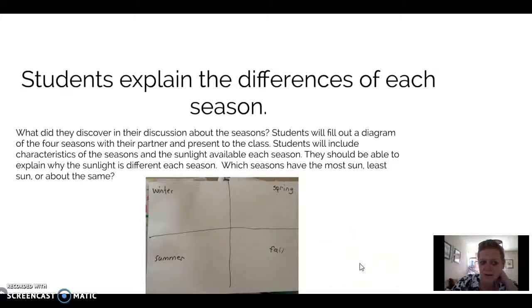And they should be able to explain why the sunlight is different in each season, reflecting back on the tilt of the earth and what we've been learning in the other parts of the lesson. So I hope this is good for this assignment.